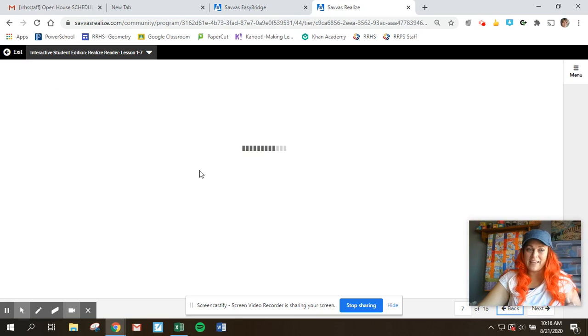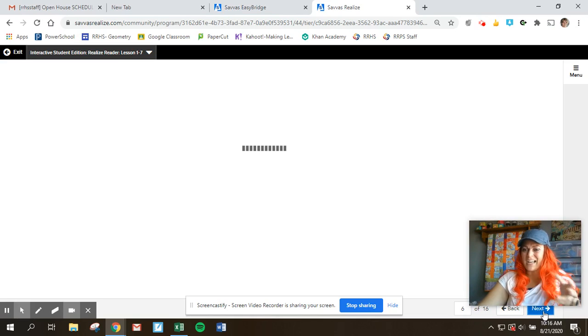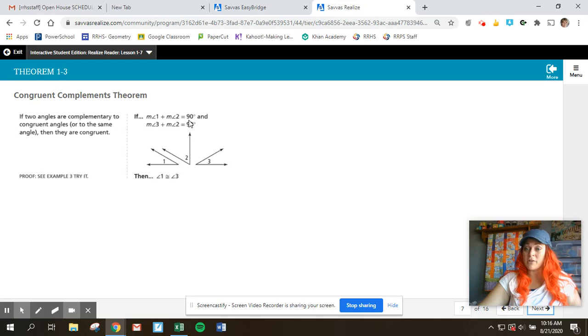Supplementary, if I go back, S is further on in the alphabet, and 180 is further on down the number line, or it's a bigger number. So they're actually kind of in order. So complementary is the smaller number, supplementary is the larger number, the 180. Okay, same thing, 1 and 2, if those add up to 90, and 3 and 2 add up to 90, then the two angles that create that, they would be the same or congruent angles.